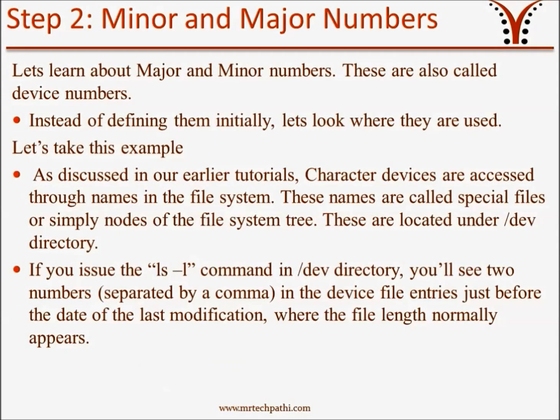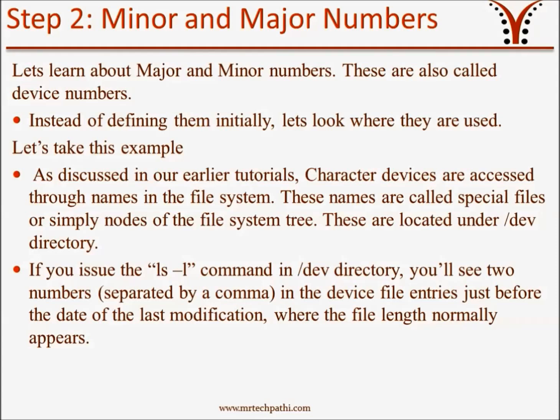As part of step 2, let's learn about major and minor numbers. These are also called device numbers. Let's take this example. As discussed in earlier tutorials, character device drivers are accessed through names in the file system. These names are called special files or simply nodes of the file system tree. These are located under the /dev directory. If you issue the ls -l command in the /dev directory, you will see two numbers in the device file entries just before the date of last modification.